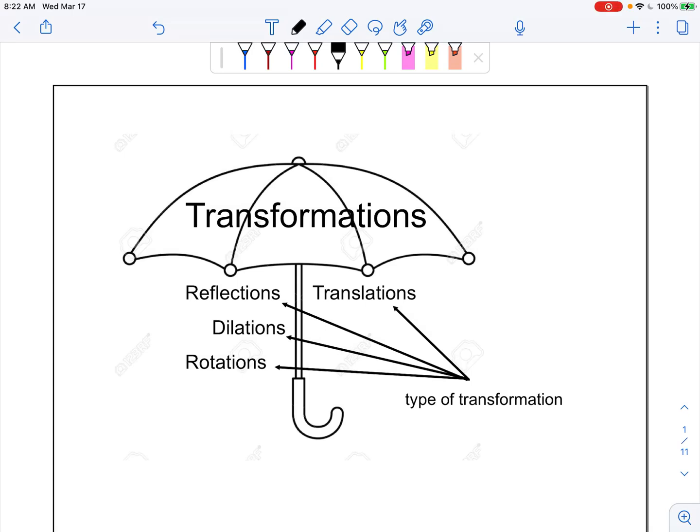So we're going to be starting our unit on transformations, and you can see here I have a little bit of an illustration about transformations and what falls underneath them. Transformations is the umbrella word where all of those types of transformations fall underneath. So reflections, translations, dilations, rotations are all types of transformations. Today's lesson is going to be dealing with reflections, and then we're going to be doing translations and maybe a little bit of dilation, but rotations not this year.